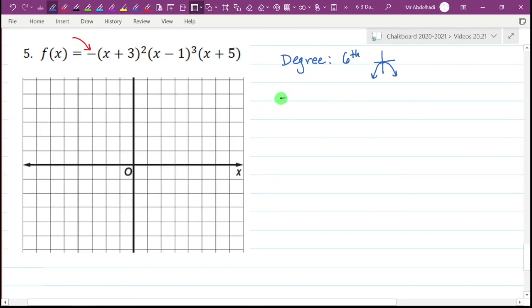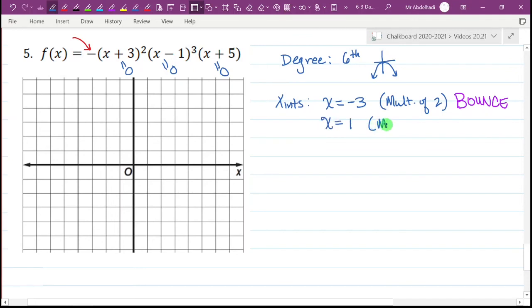Now, what about the x-intercepts, okay? Well, let's see, if we set each one of these equal to 0, we're going to get x equals -3, and that has a multiplicity of what? Multiplicity of 2. That means you're going to bounce. Okay, don't forget that. It's an even multiplicity. Any even multiplicity, you bounce. Any odd multiplicity, you go through. So this one here is going to give us x equals 1, and it has a multiplicity of 3. That's odd, no bounce. Just go through.